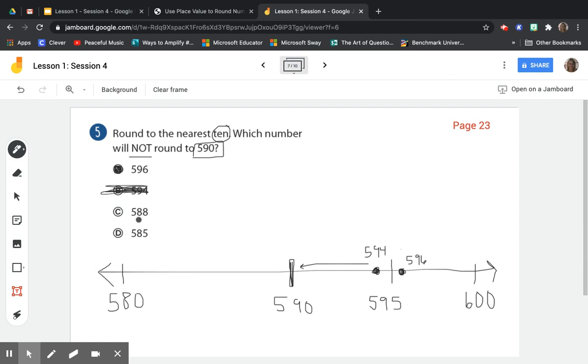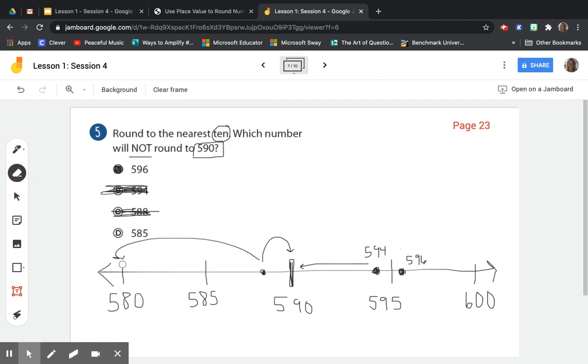588. Ooh, now I'm at the 80s. All right, let's see. So 580 to 590. I'm going to cut that in half. 585. All right, 588. Well, that's going to be closer to 590. So if I rounded that, I would round up to 590. I'm not going to go all the way down to 580. So that one is not right.